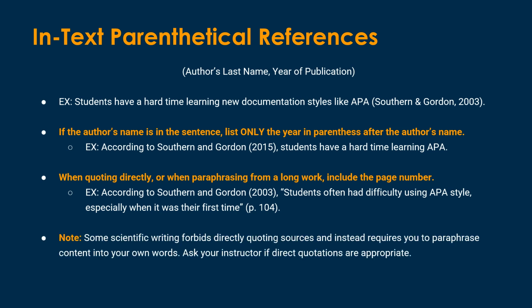It is important to note that some scientific writing does not allow for the use of direct quotes and instead requires the author to paraphrase content into their own words. If you are assigned an APA-style paper, you may want to ask your instructor if direct quotations are permitted.